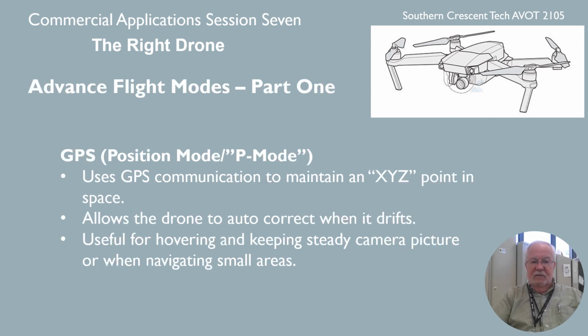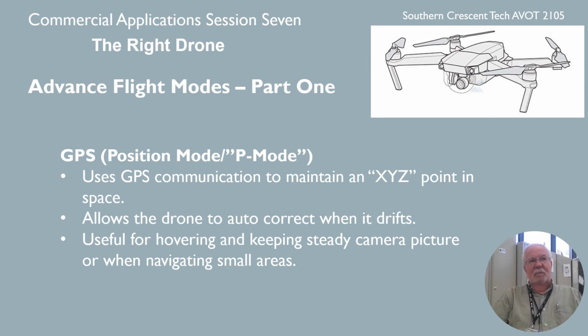We have some advanced modes as well. GPS position mode, that's another one. On some drones it's called P mode. In the DJI drones, it's called P mode. So now you have GPS communication that turns it back on. You have horizontal position, lateral position, and vertical position as well. So if the wind picks up or something like that.